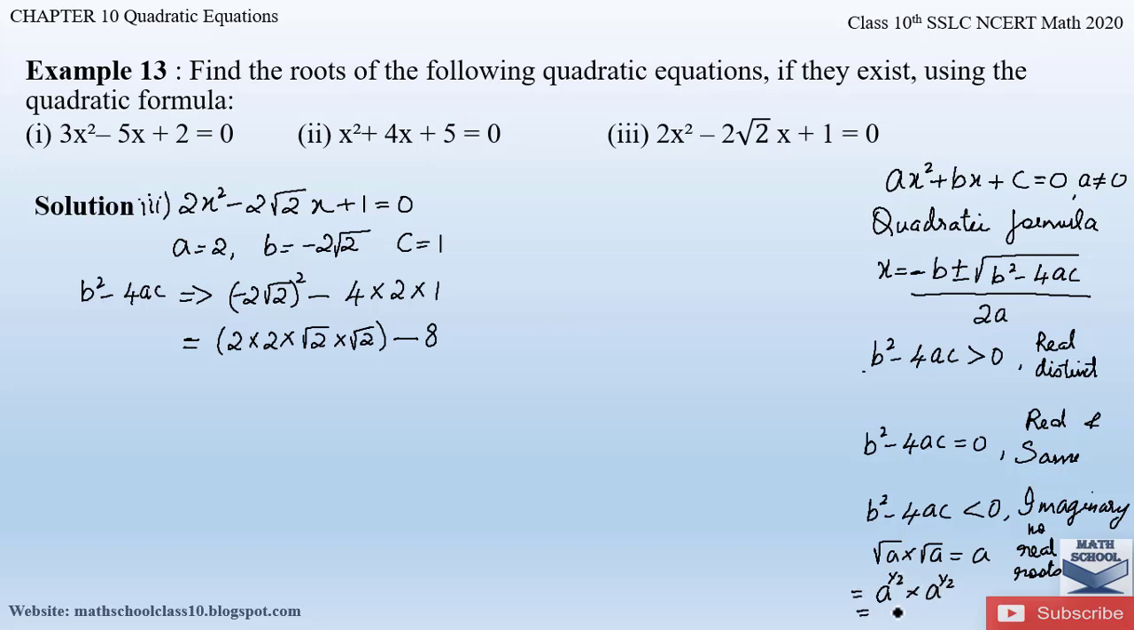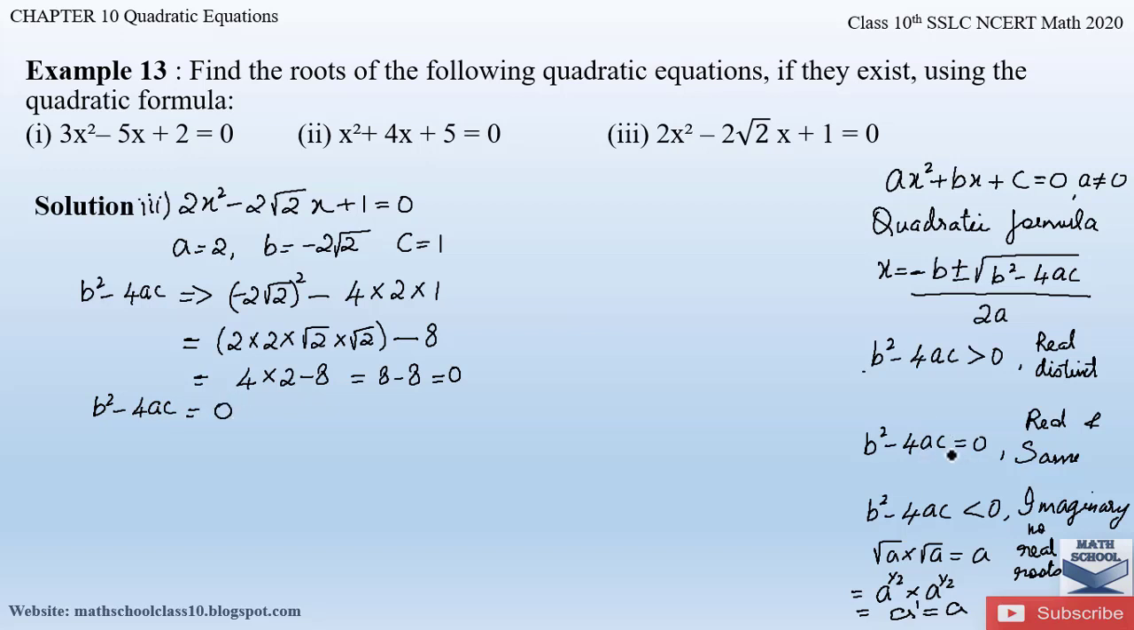Now if you add the powers, since the base is the same, we are going to add the powers. So half plus half will be 1. So a power 1 is nothing but a. Square root of a into square root of a will give you a. So squaring a square root term will give you the number inside the square root. So we will get 2 2s are 4 into root 2 is 2, minus 8. So that will be 4 2s are 8, minus 8, is equal to 0. So here we have obtained b square minus 4ac as equal to 0.